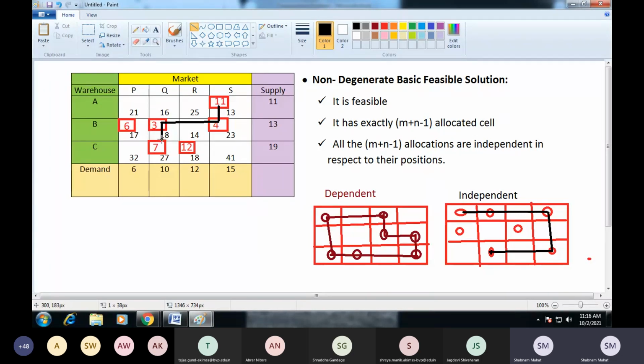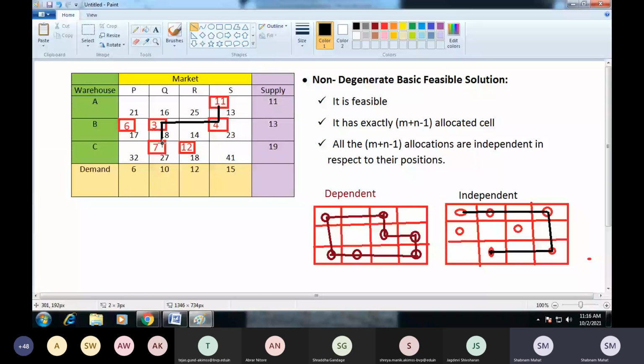If we try to connect in this fashion, it is also difficult. Why? Because if we connect this way, there is only one way to go here or another way to go here. So this is not dependent. Why? Because we are unable to connect all points together. This solution doesn't form any loop, so it is not a dependent solution. That's why we can say that it is an independent solution.